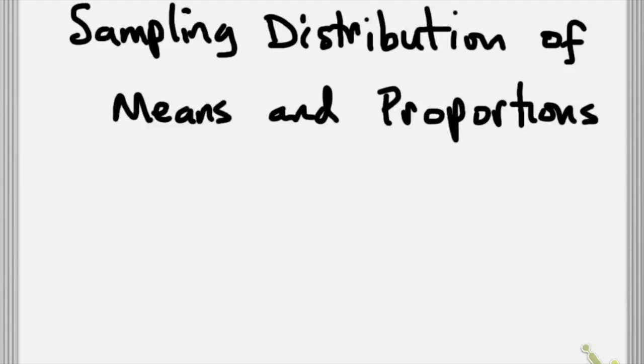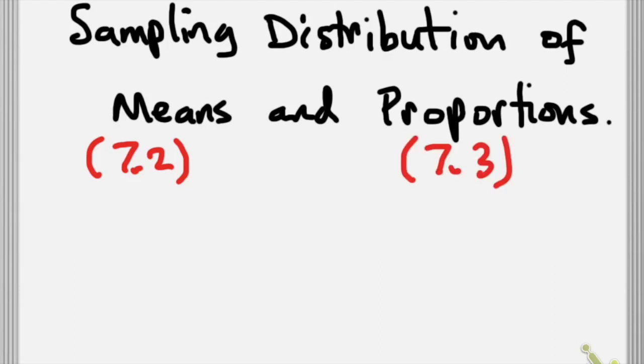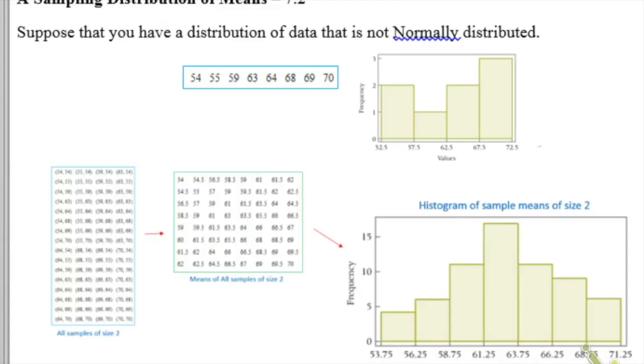Hello everyone, here is the video for chapter 7.2 on sampling distribution of means, and the next video that I'm going to put up after this one will be for 7.3 that deals with the sampling distribution for proportions. I'll give you a brief intro before I do examples with you.